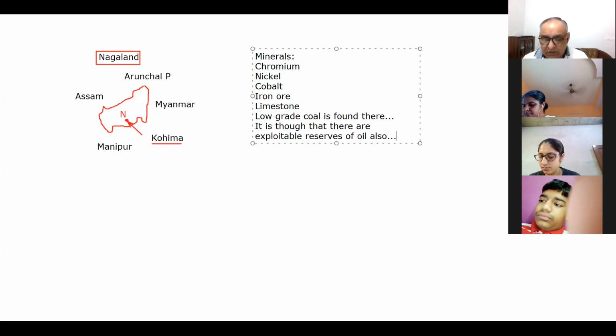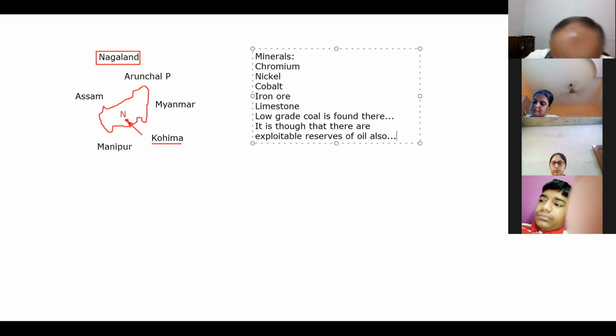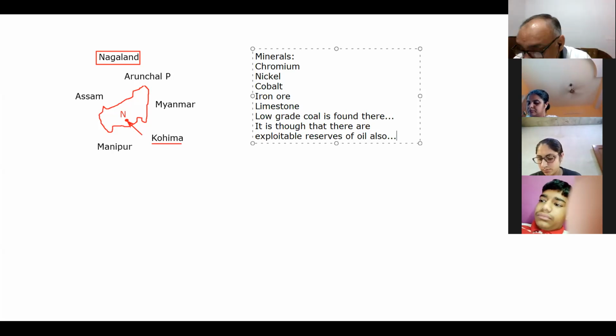The railway line extends up to Dimapur, which is a city of Nagaland. Up to Dimapur, right?